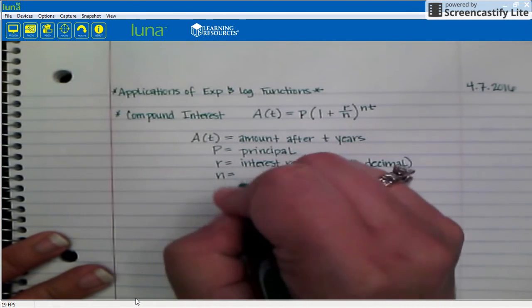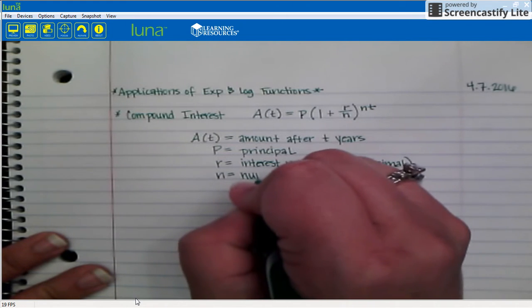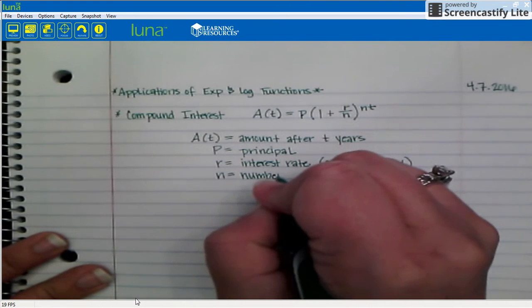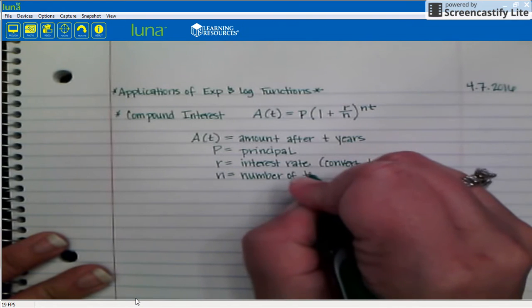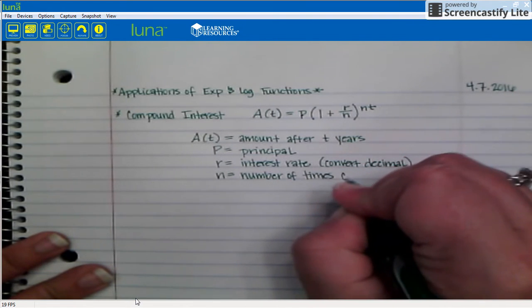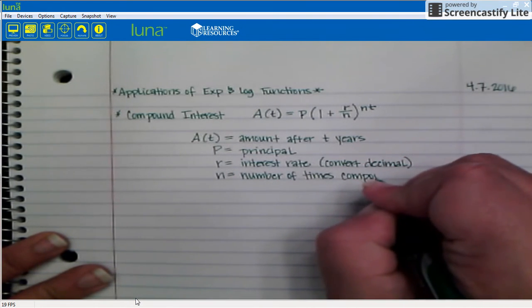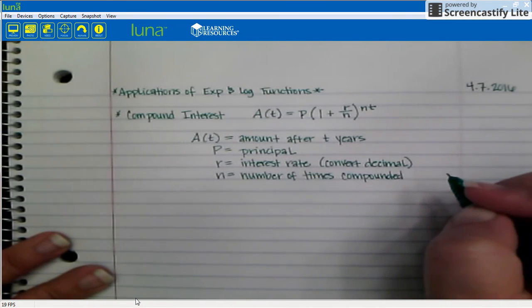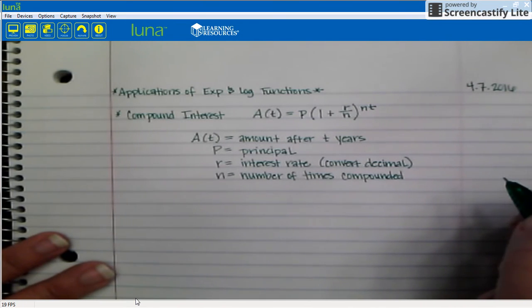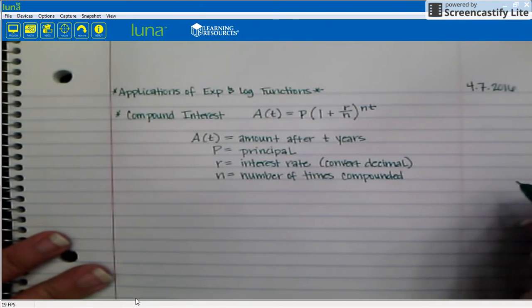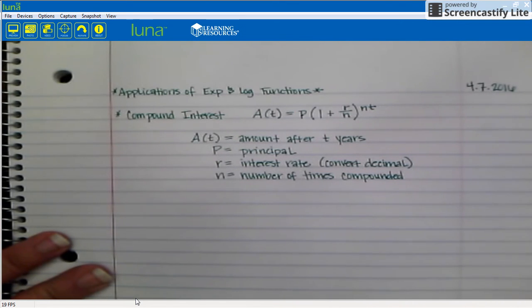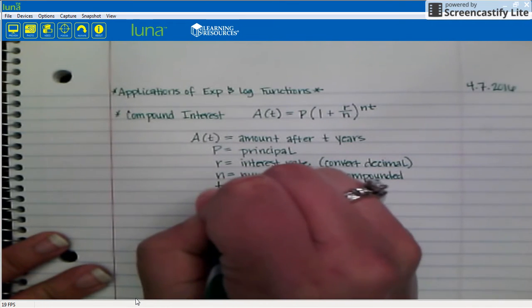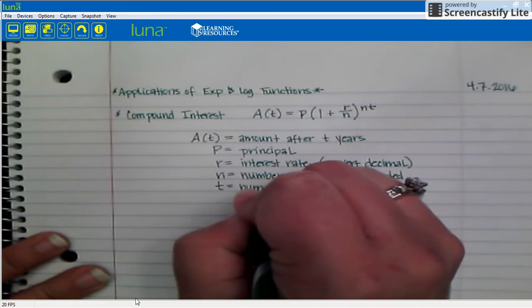n is the number of times you're compounded. So if you compound your interest quarterly, then that's 4 times per year. If you compound it semi-annually, then it's 2 times per year. If you compound it monthly, then it'll be 12 times per year. And t is your number of years.